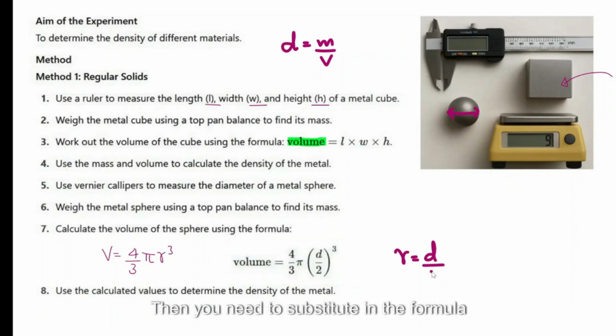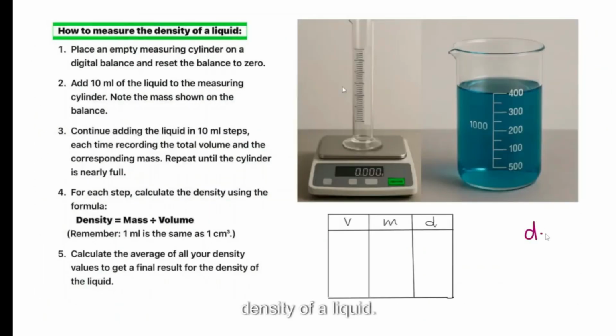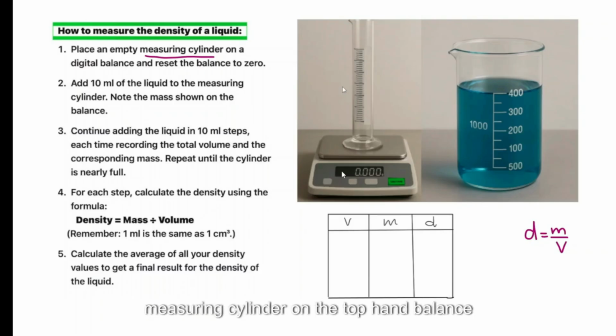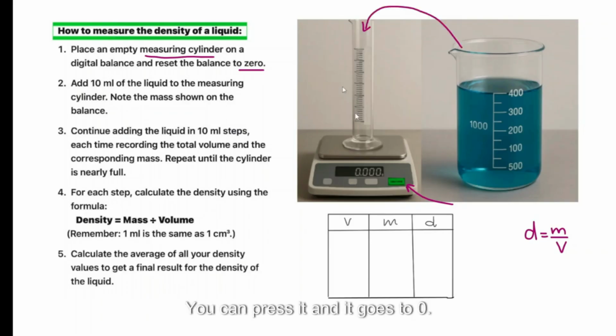Then you need to substitute in the formula density of a liquid. Again, we need mass and volume because density equals mass over volume. So first you need to place an empty measuring cylinder on the top pan balance and reset the balance to be 0. Usually there is a tare button here. You can press it and it goes to 0.